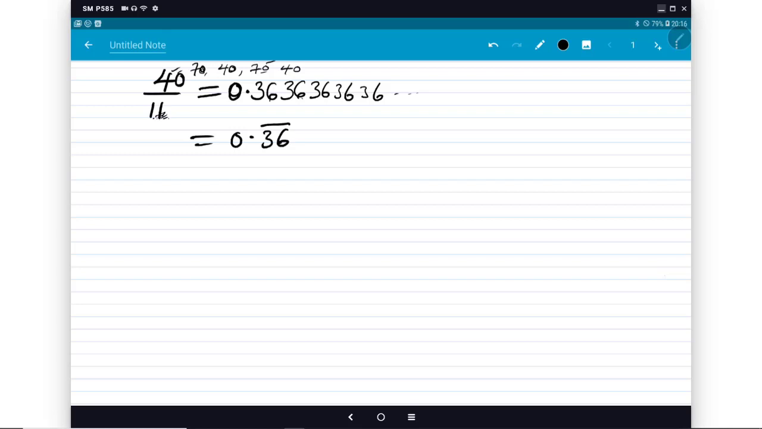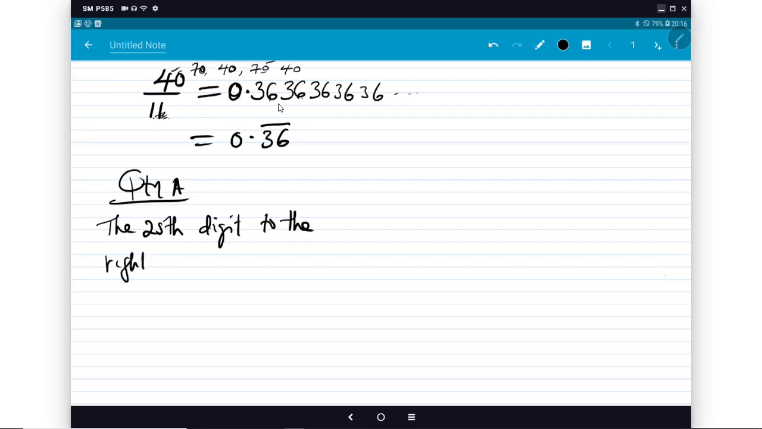0.36. Okay, so the question is asking us now, if you keep writing this decimal like this, till we get to digit number 25, what will be the 25th digit? That's what quantity A is saying. Alright, so don't forget quantity A. Quantity A says the 25th digit to the right of the decimal point, while quantity B says 4.